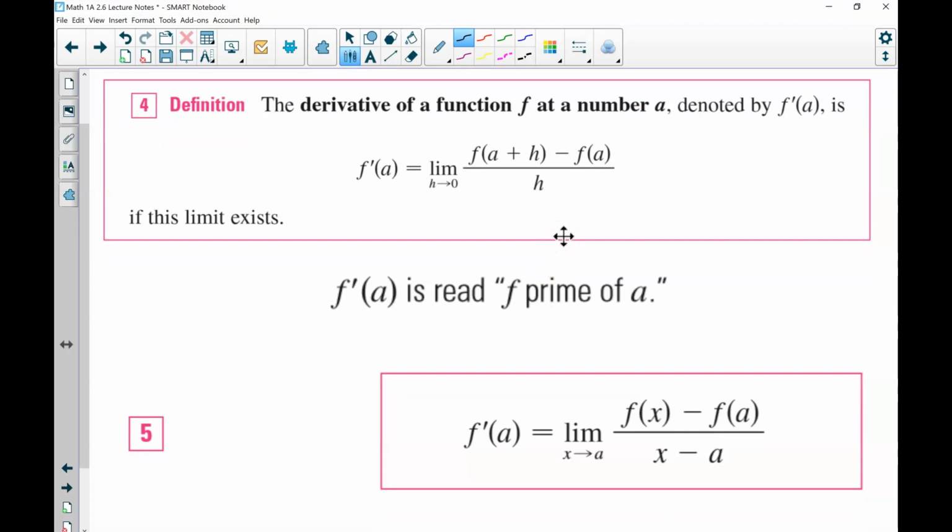Now, if we write x is equal to a plus h, then we have h equal to x minus a, and h approaches 0 if and only if x approaches a. Therefore, an equivalent way of stating the definition of the derivative is what we have in Theorem 5. So f prime of a would equal the limit as x approaches a of f of x minus f of a over x minus a.